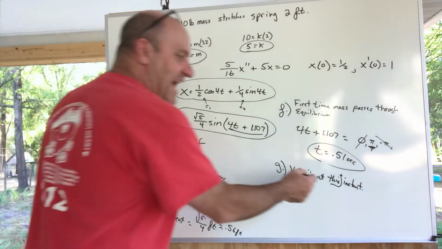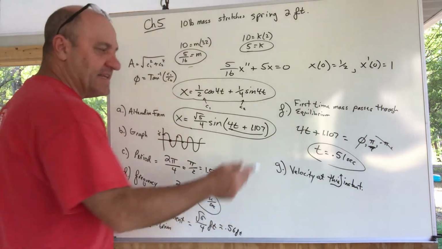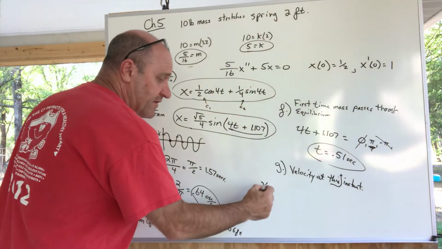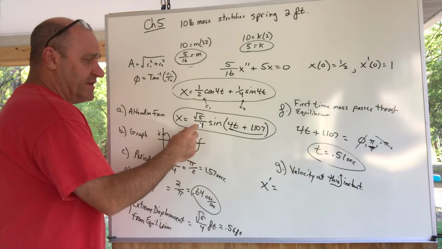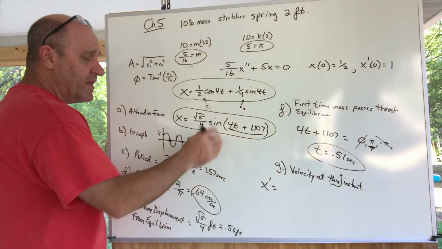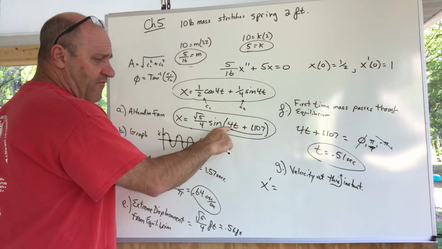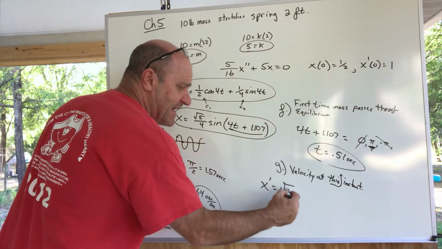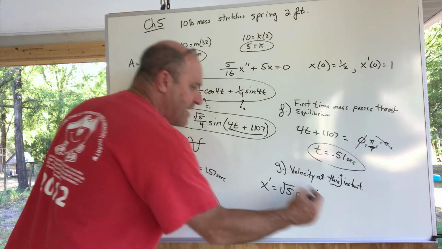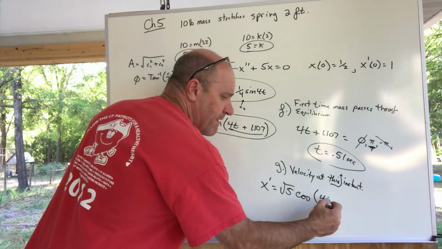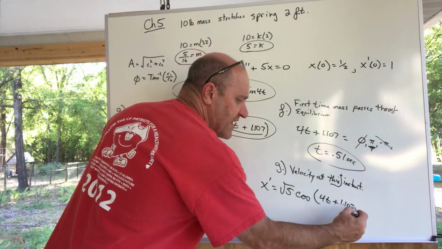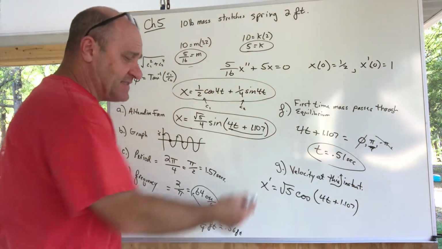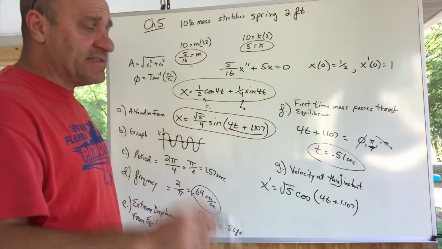You know, they want the velocity at this instant. The velocity is the derivative of the position, and we can do that. The derivative is x prime. The derivative of sine is cosine. The chain rule is going to spit out a 4. That 4 is going to cancel with that 4, so I'm going to do a little of this in my head. I get the square root of 5 cosine of 4t plus 1.107. Now, this is the velocity at any instant. It's called the instantaneous velocity, or the velocity at any instant.